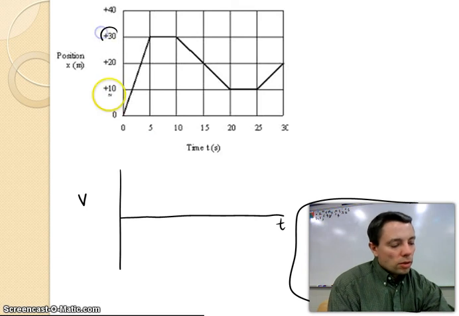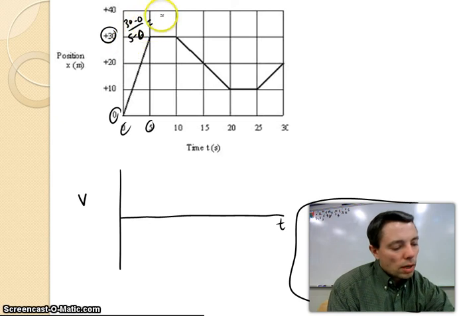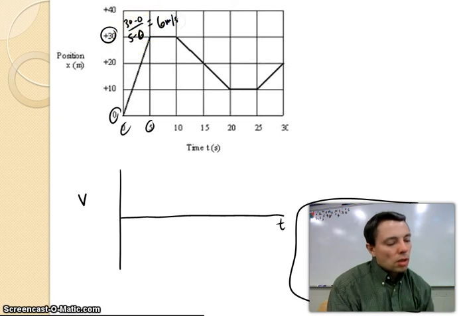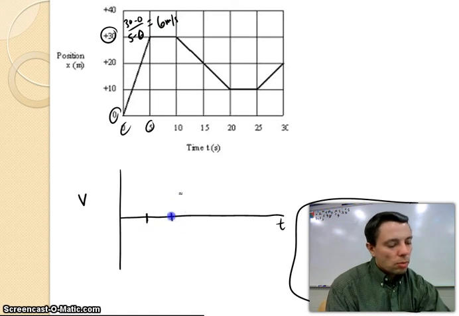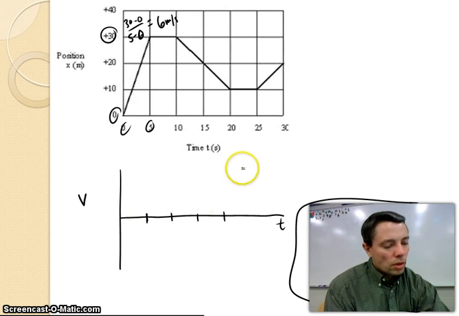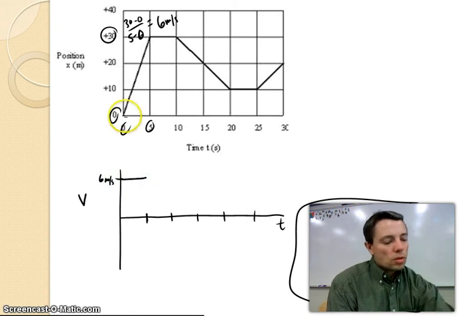So my two values here were 30 minus 0 over 5 minus 0, and 30 minus 0 is 30, 5 minus 0 is 5, that's 30 divided by 5, which is 6 meters per second. So in other words, I'm going to travel at 6 meters per second for the first 5 seconds. I'm not going to change my speed any for that 6 meters per second, because notice that it's constant, so in other words, my graph doesn't change.